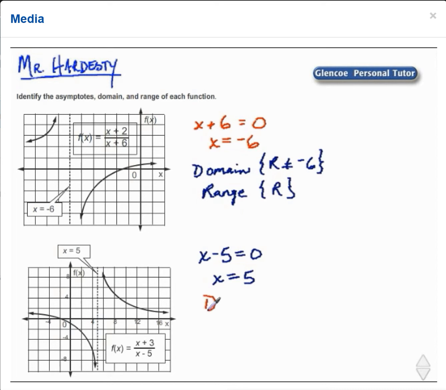We'll state the domain and range. The domain, the set of all x's, that will be all real numbers except for 5. All x values except for the asymptote. The range, all y values, well, that once again can be any real number.